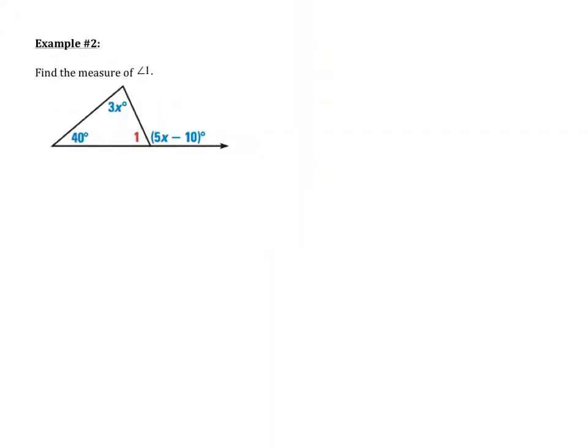Example number 2, find the measure of angle 1. So you see here in the diagram that we have an exterior angle right here, and we have two angles that are far away from this exterior angle. We learned in the last slide that the measure of an exterior angle is equal to the sum of the two angles that are furthest from it. So I could set up the equation to look like this. 5x minus 10 equals 3x plus 40.